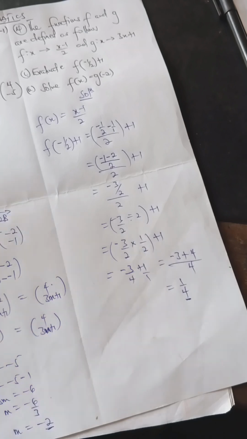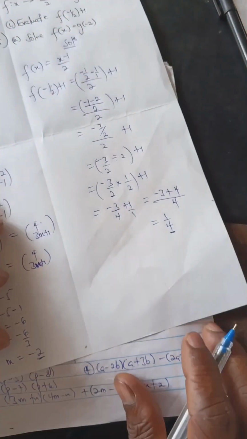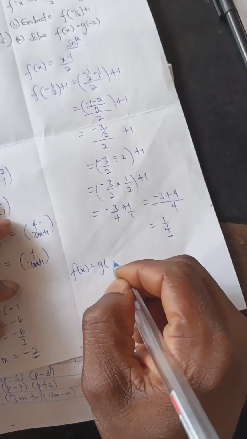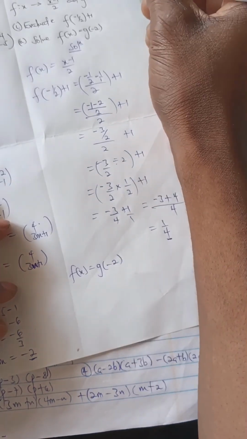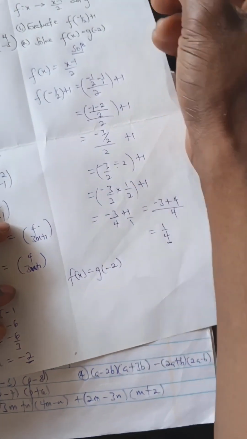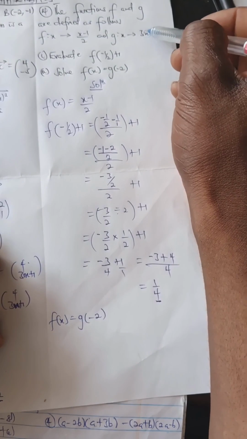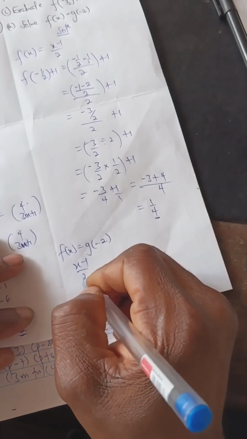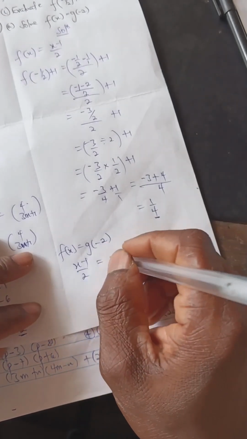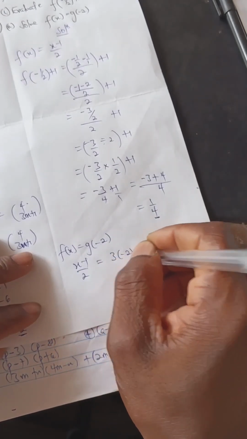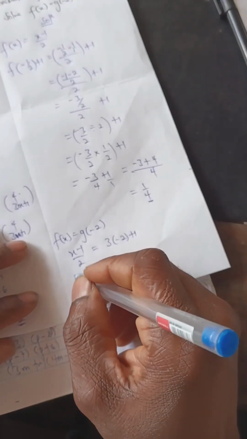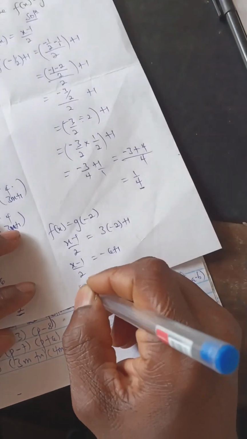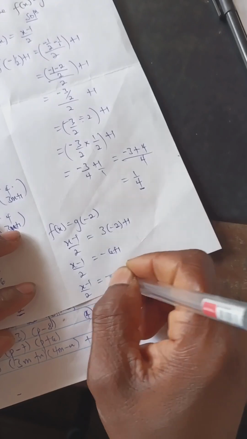And then the second question says that we should find the value of x, that is f of x is equal to g of negative 2. In place of the x here in g, I put negative 2. That is what is going to guide me. So I know f of x is (x minus 1) over 2. And then g of x is going to be 3 times bracket minus 2, plus 1. Then this will give us (x minus 1) over 2 equals minus 6 plus 1, so (x minus 1) over 2 is equal to minus 5.